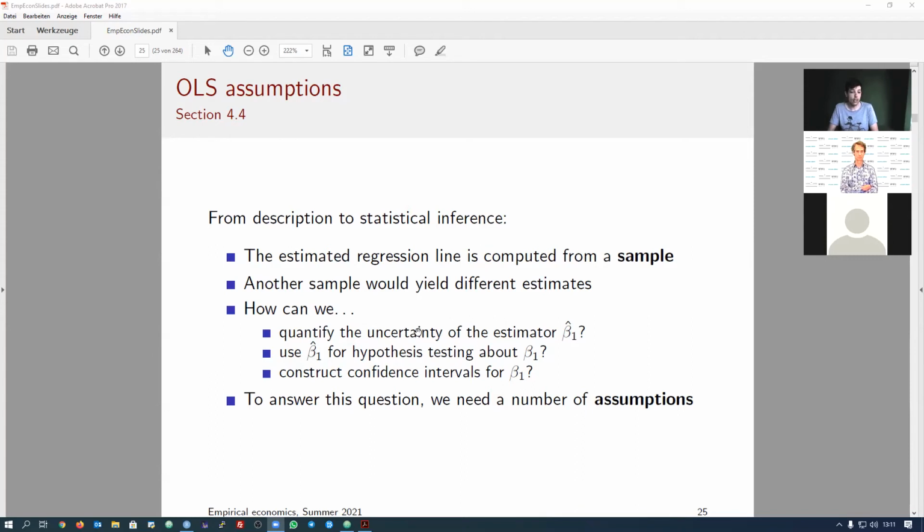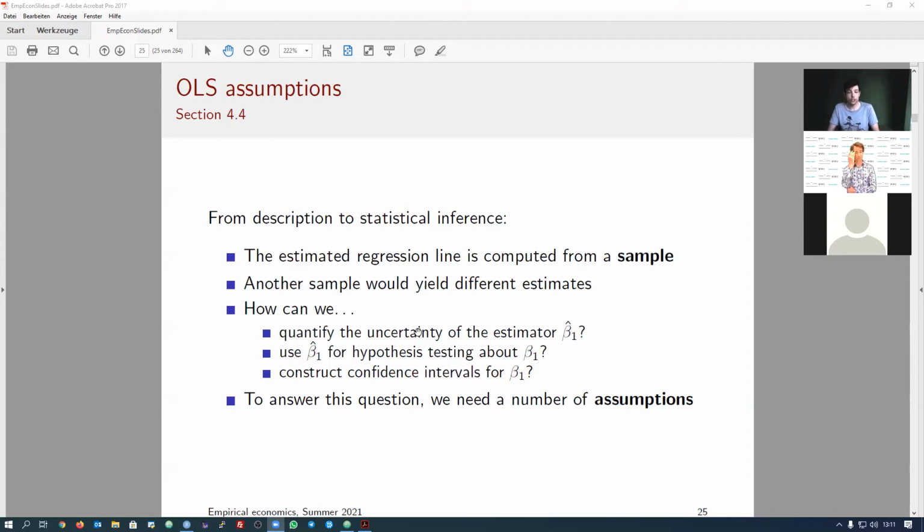And now the questions are, can we quantify the uncertainty of our estimators? So can we quantify how certain we are that our estimator is in a certain range? How can we use beta 1 hat, our estimator, for hypothesis testing about the true parameter beta 1? How can we construct confidence intervals for this parameter beta 1?